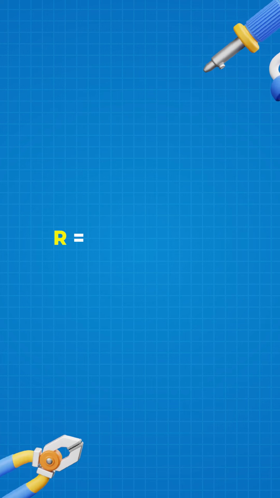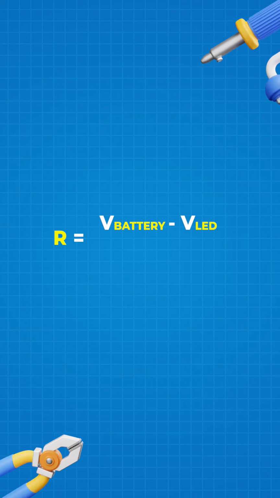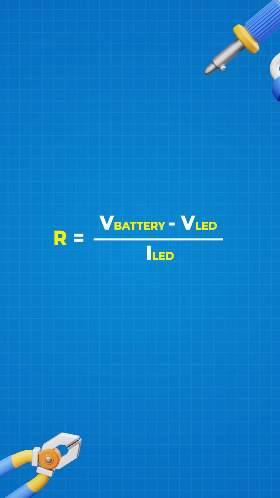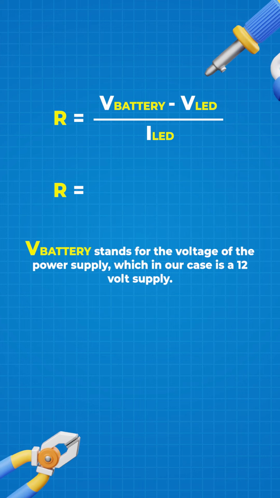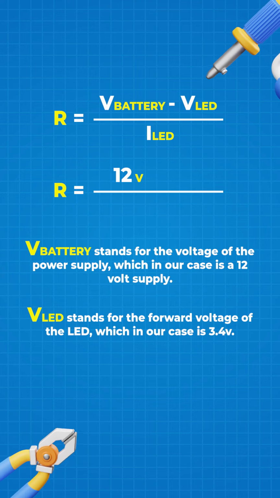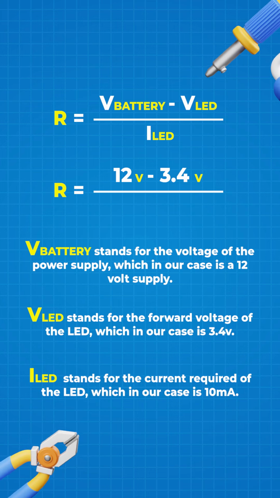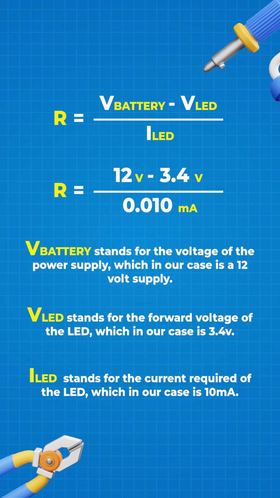R equals V battery minus V LED over I LED. V battery stands for the voltage of the power supply, which in our case is a 12-volt supply. V LED stands for the forward voltage of the LED, which in our case is 3.4 volts according to the datasheet of the LED. And I LED stands for the current required of the LED, which in our case is 10 milliamps according to the datasheet of the LED. So the right value of the resistor is 860 ohms.